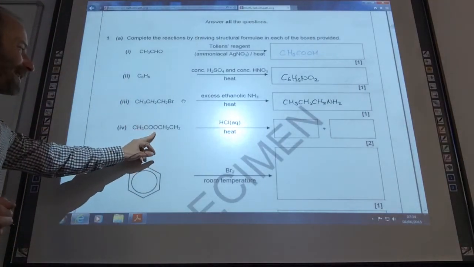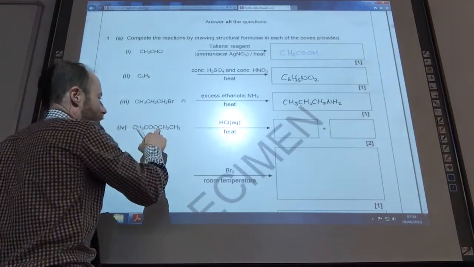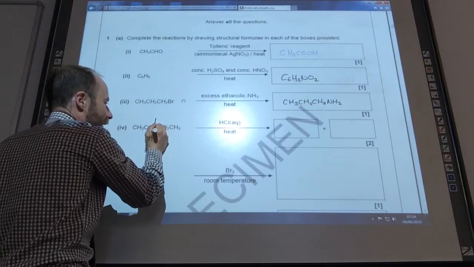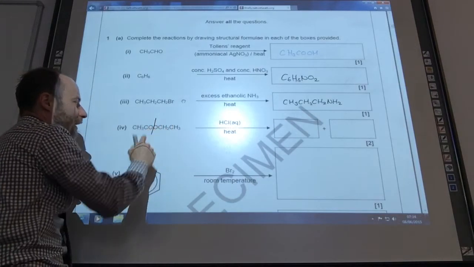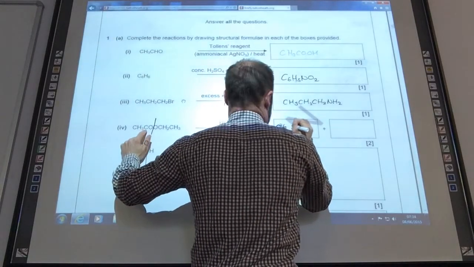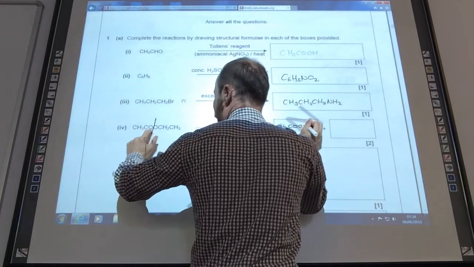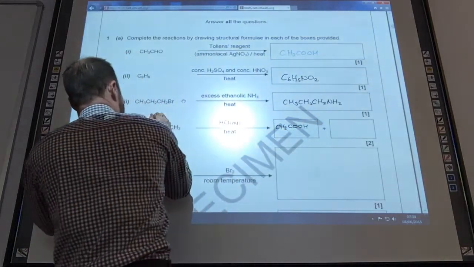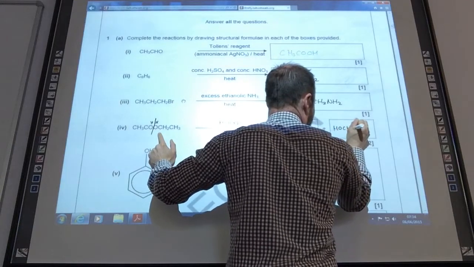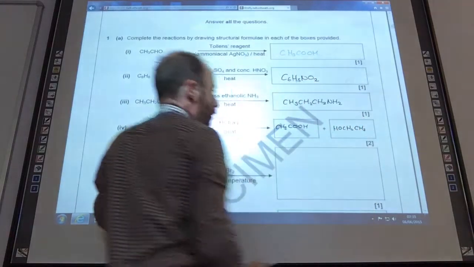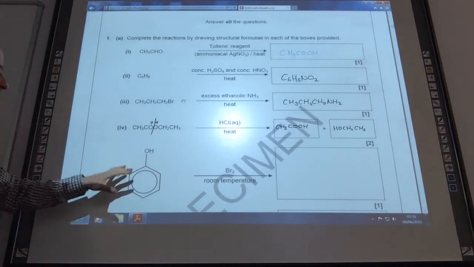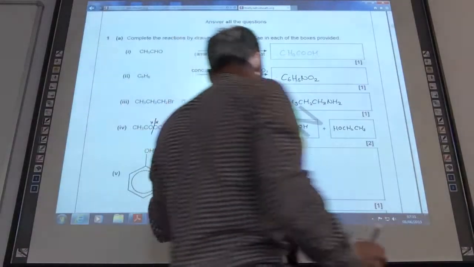This, of course, is an ester, because you've got the two oxygens here, and you're heating it with hydrochloric acid. So you're going to undergo a hydrolysis reaction where you break this bond here. So your two products are going to be ethanoic acid, because you put an H there and an H there, and it will also be ethanol as well.